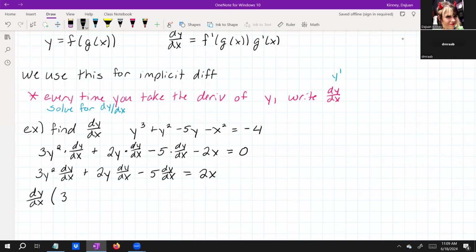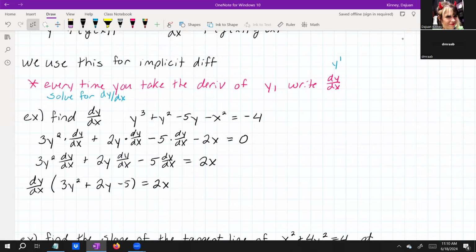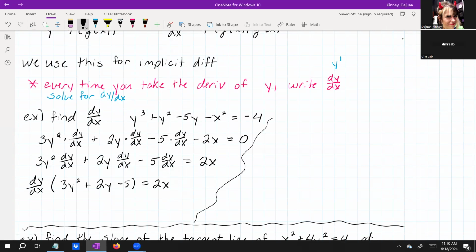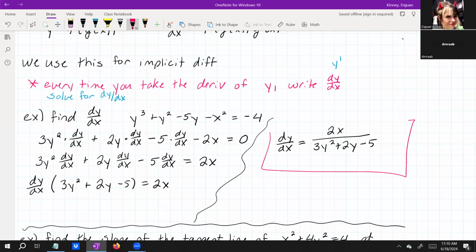And I'm left with 3y squared plus 2y minus 5 equals 2x. Solve for dy/dx. So divide both sides by the 3y squared, etc. So dy/dx equals 2x all over 3y squared plus 2y minus 5. And we are done.